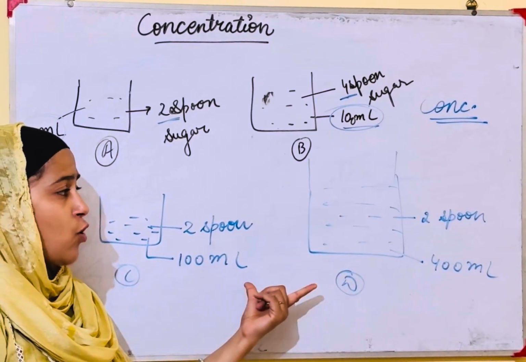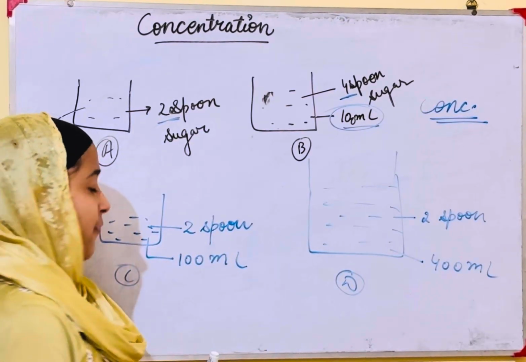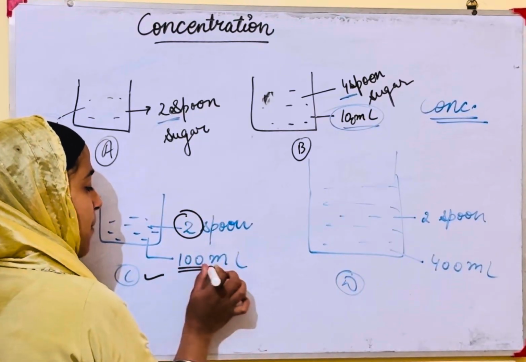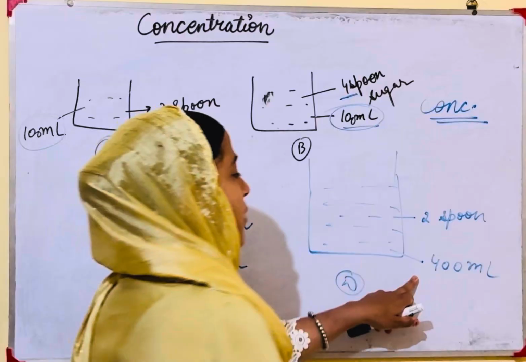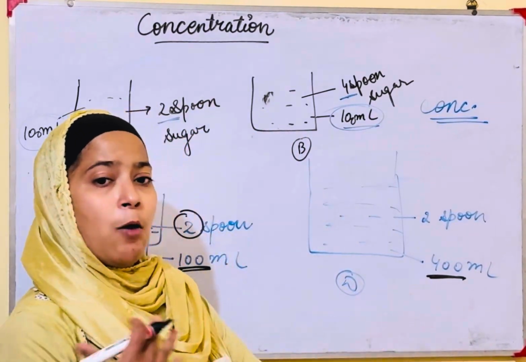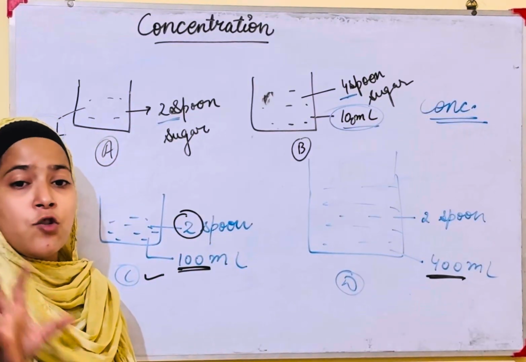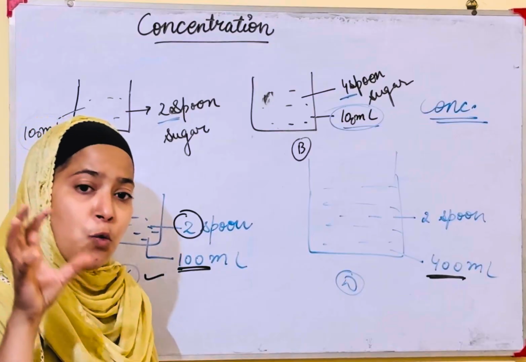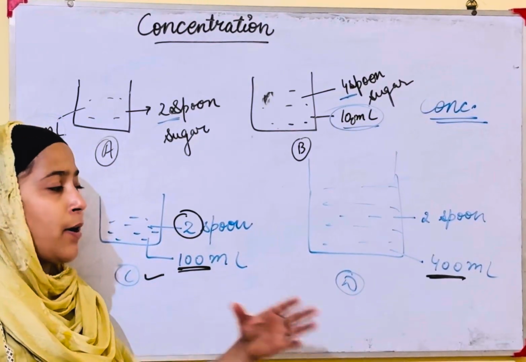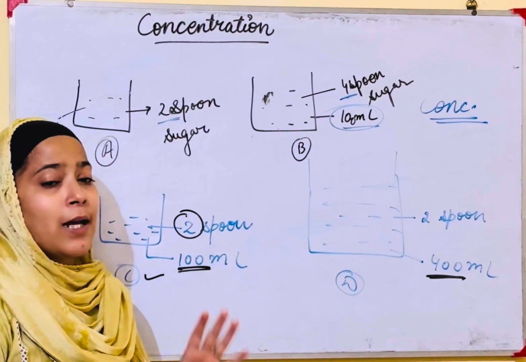According to this amount of solvent, in which sample the amount of solute is more? It will be more in this C case, because 2 spoons are dissolved in 100 ml. Here 2 spoons are dissolved in 400 ml. So here the amount of solvent is more. When the amount of solvent is more, then concentration is less. Concentration of solute is less. Amount of solute is less. So this solution will become more concentrated than this D solution. So this is all about the concentration.